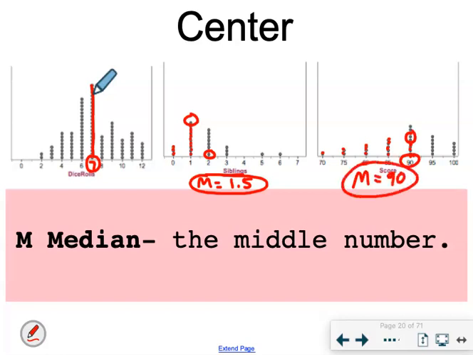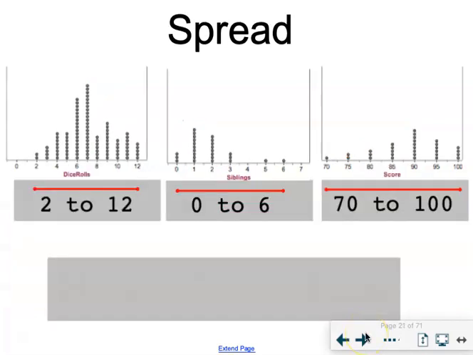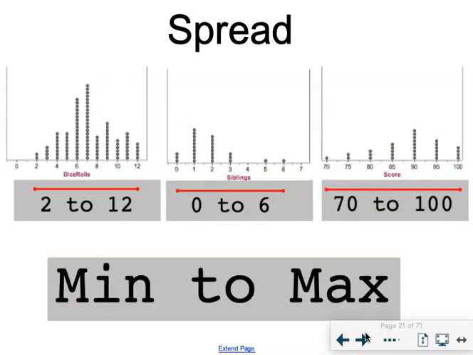Okay, so it's the middle number. Center, C stands for center, which is middle, median. Okay, and then spread. That one's not so bad. It's min to max. So the smallest number being 2, the biggest number being 12. For the one on the left, the spread is 2 to 12.